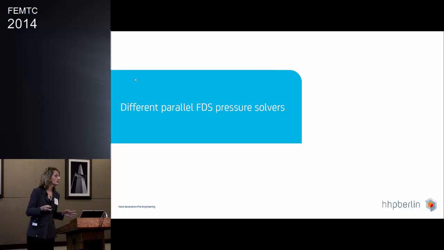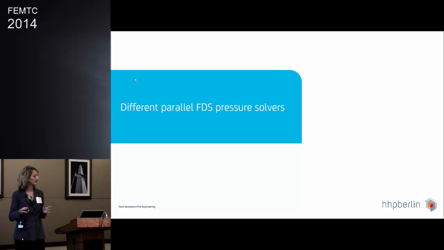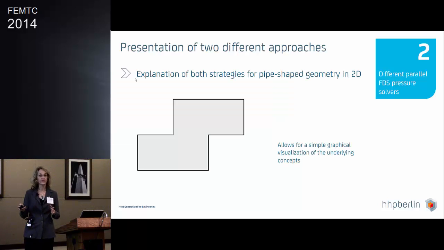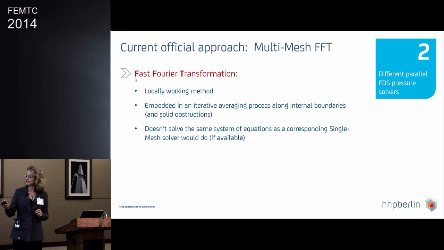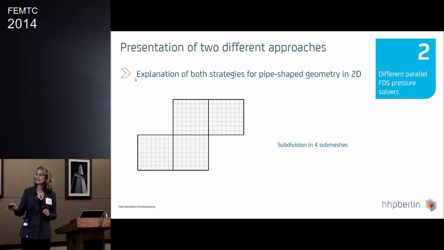Okay, based on this background, I would like to present two different parallel approaches for the FTS pressure equation now. And I will explain both with the aid of this very simple pipe-shaped geometry, which I like very much because it allows for a simple graphical visualization of the underlying concepts. And I will use a subdivision into 4 single submeshes for this grid. And you will see this grid again in the next slides in different shapes.